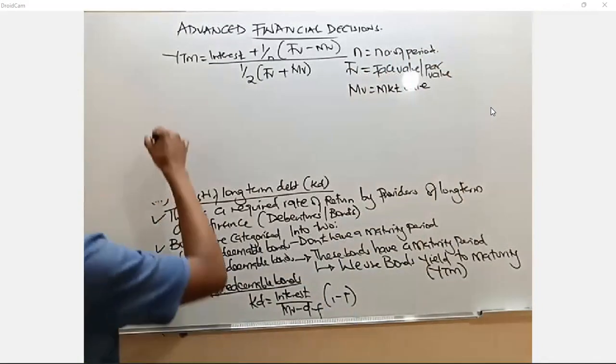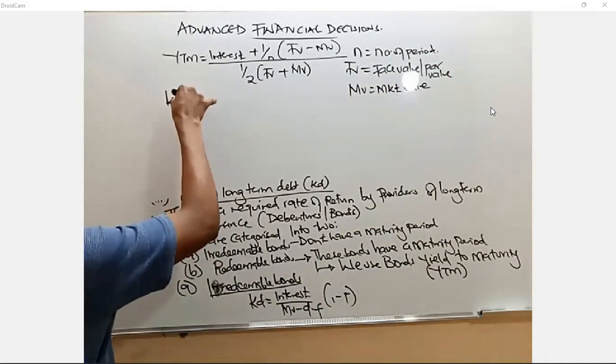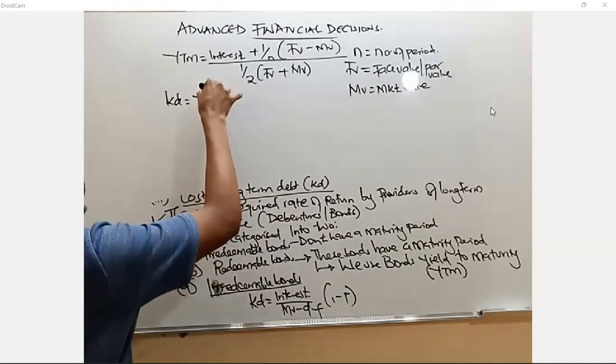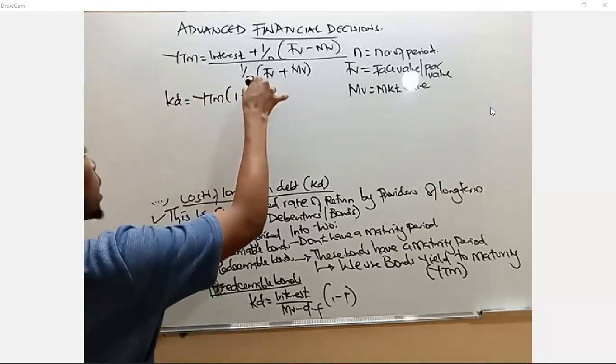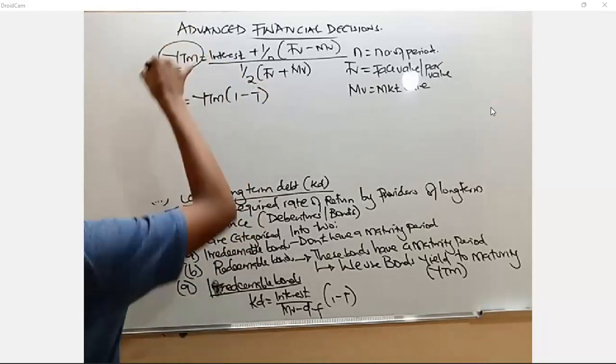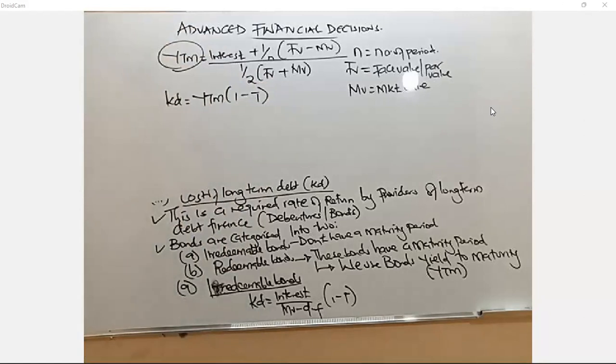If we want to calculate the cost of debt of redeemable debt, we take the yield to maturity, then we adjust for tax, because this is a pre-tax cost of debt. The yield to maturity is pre-tax, so later on, to get the cost of debt, we have to adjust for tax purposes.